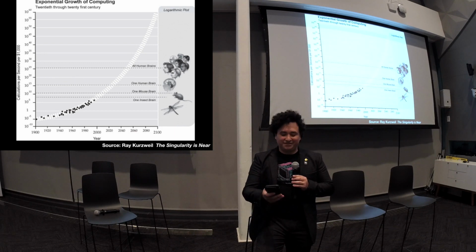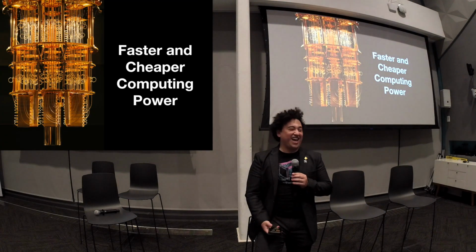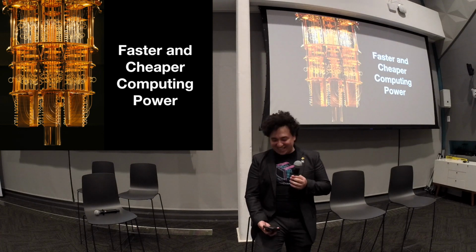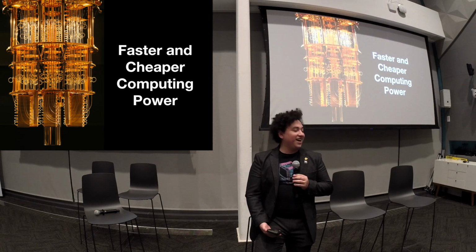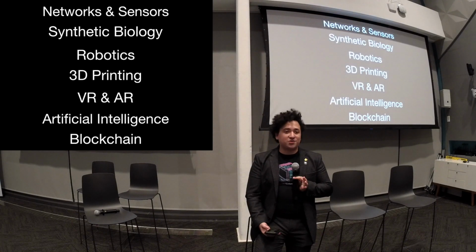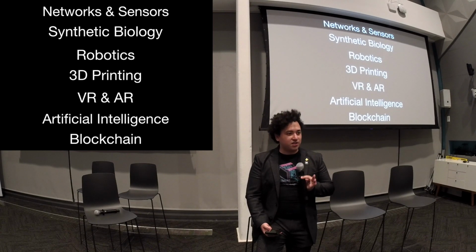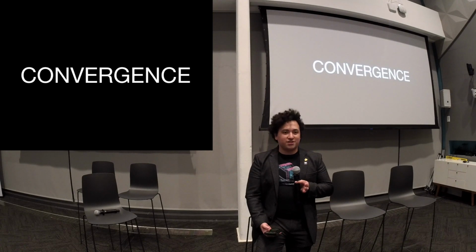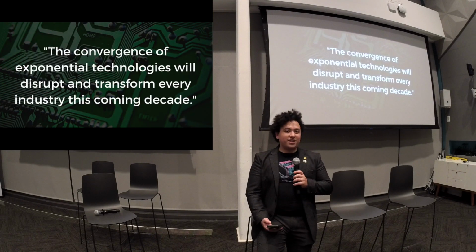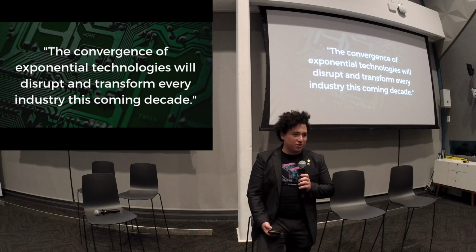So, yeah, existential crisis and everything, but the main idea is that faster and cheaper computing power just makes all of these technologies, which are just a few, I had to choose the ones that were most recent in my head, accelerate and become cheaper, and that's going to cause convergence, right? And the important part is that this convergence is what's actually going to disrupt everyone.